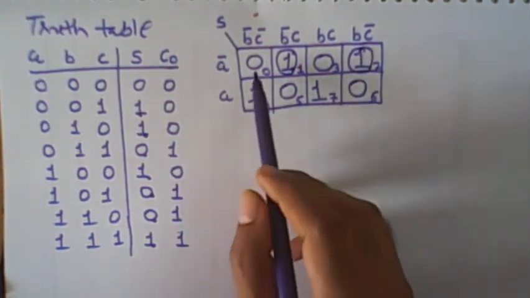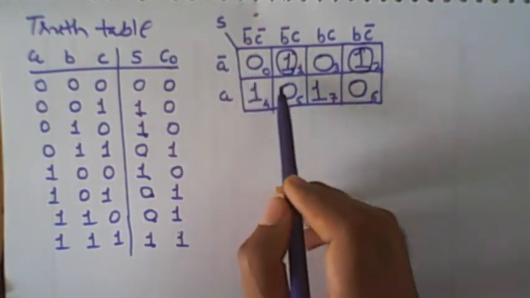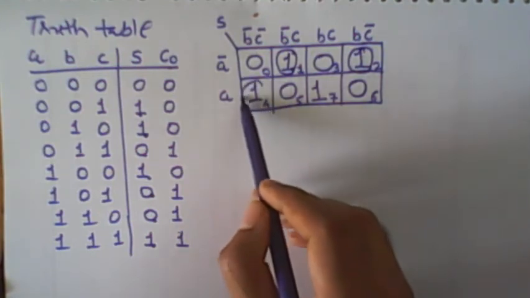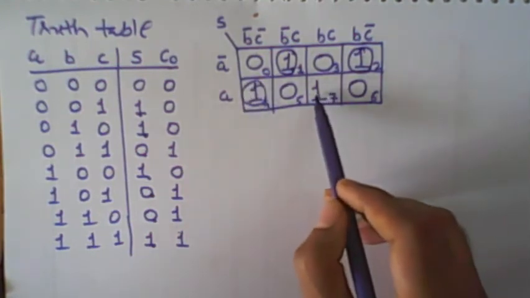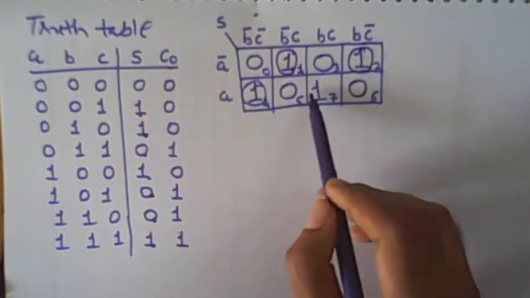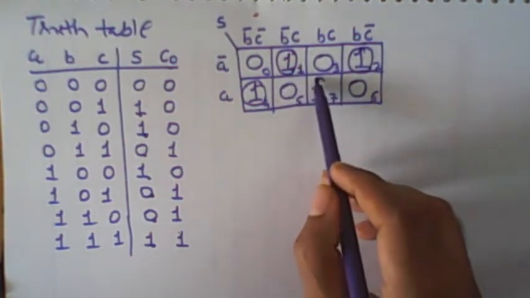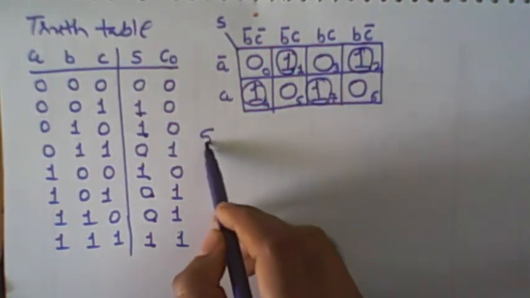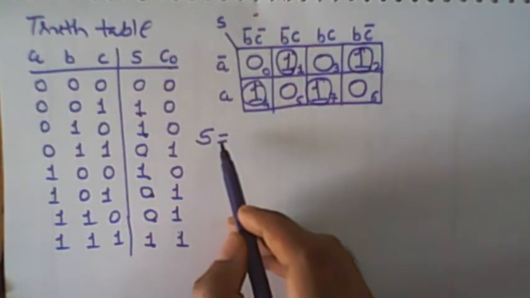For this one, a group of 8 is not possible, a group of 4 is not possible, a group of 2 is also not possible. So make it a group of 1. For this one, a group of 8 is not possible, a group of 4 is not possible, so a group of 2 is also not possible. So make it a group of 1. So in this sum bit we have 4 groups and each group size is 1.